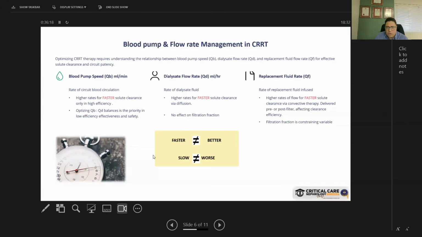I just want you to focus on this: faster does not necessarily mean better, and slower does not necessarily mean worse. So we don't think about continuous renal replacement therapy as something that is inferior to intermittent therapies. They both will bring about the same effect, just over a different period of time.